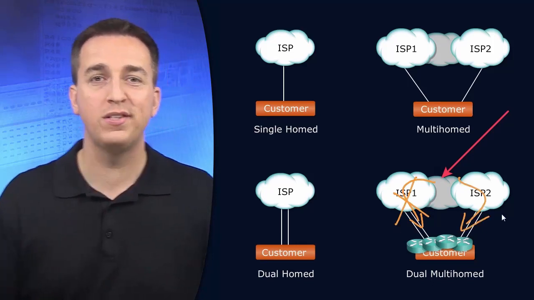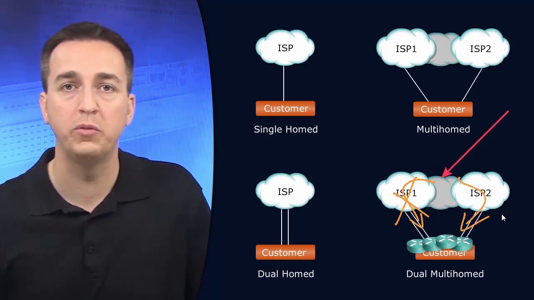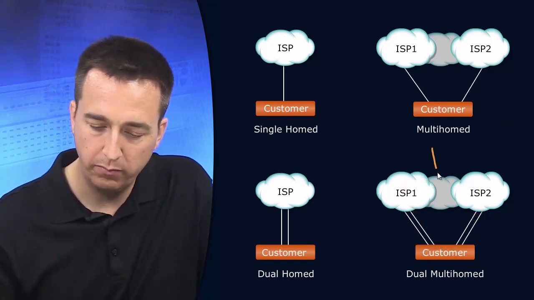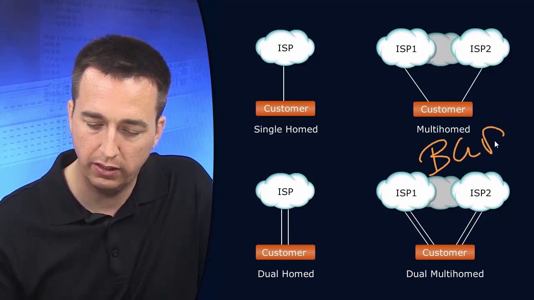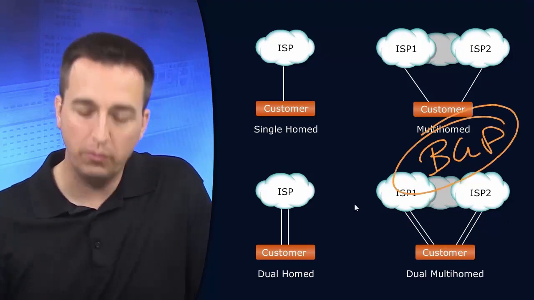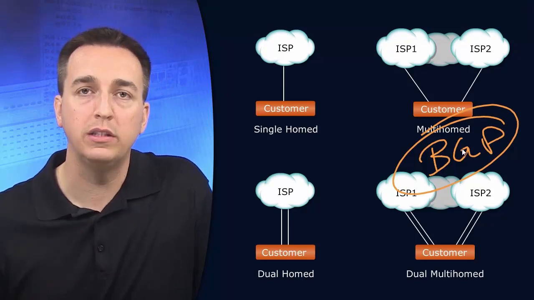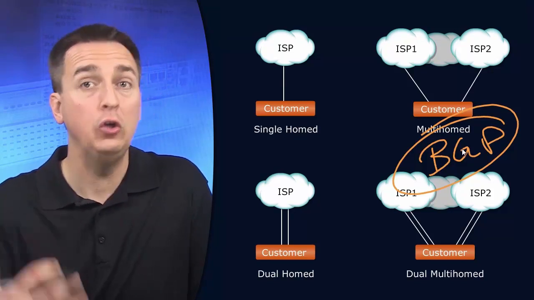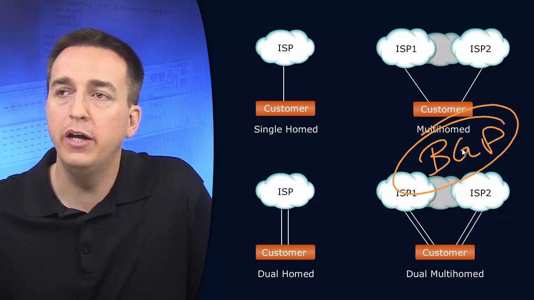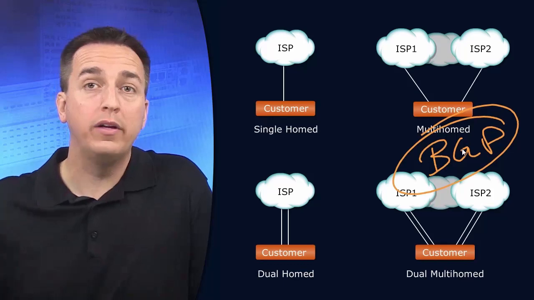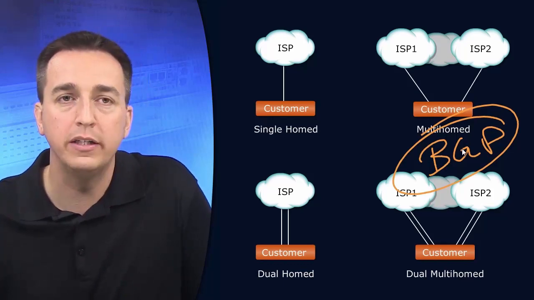Now, in these types of scenarios, where we're using dual multi-homed or multi-homed scenarios, you're really going to want to be using BGP. That's where we're going to see the use of BGP. Why? Because with BGP, we can now start to manipulate the routing policies, manipulate the attributes that are being utilized in order to control the path selection of outbound internet traffic and inbound internet traffic.